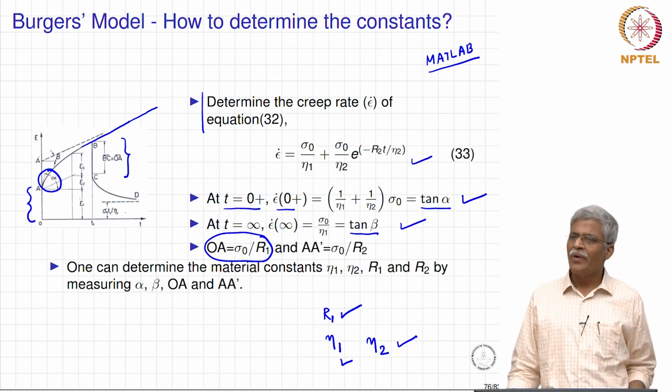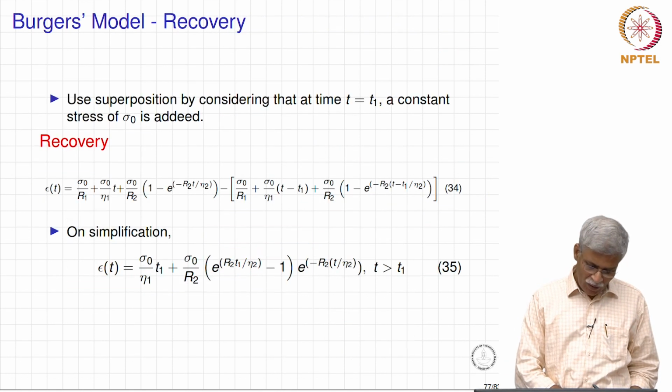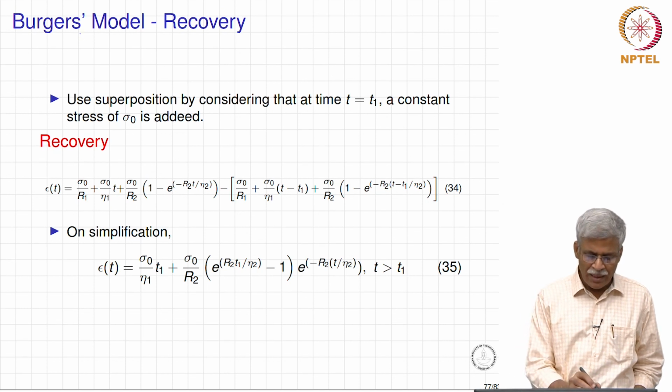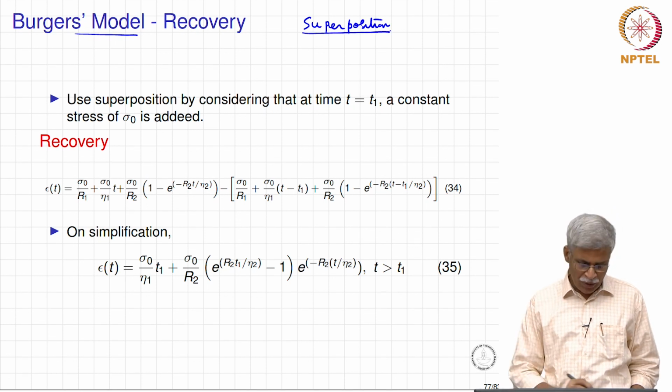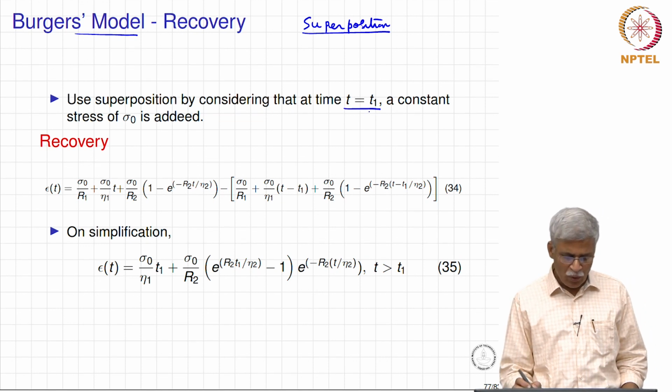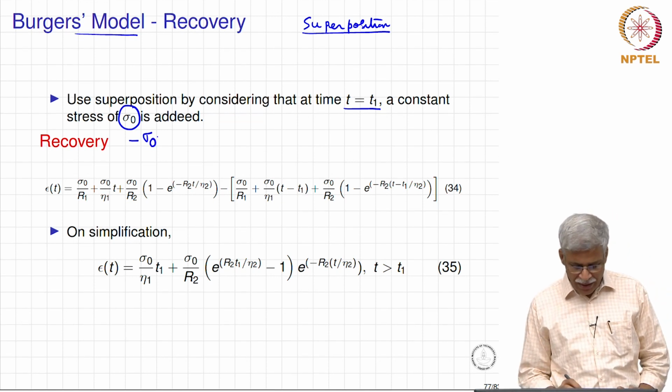So, this is one simple way of trying to determine the material parameters. There are many ways in which these material parameters can be determined. So, now how do we do the recovery? Since this is a linear viscoelastic model, we are going to appeal to superposition. When I say superposition, what we are going to do is, at T equal to T1, add a constant stress of minus sigma naught.